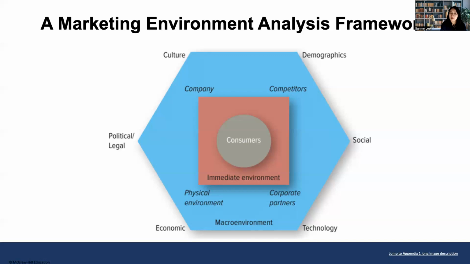So the immediate environment involves the company. What are our strengths and weaknesses? How are we doing? And what are our core competencies? So that is about the firm. And also what's going on with the competition. This can be incredibly important, especially in industries where there are a lot of competitive rivals and lots of issues in the competition. Who are your corporate partners? Corporate partners can play a large part in how well we are going to be able to compete and move forward in the industry.